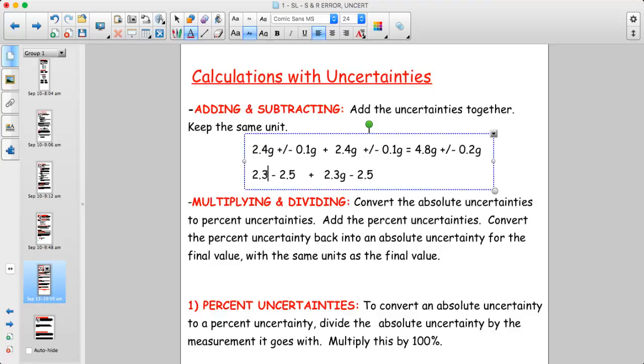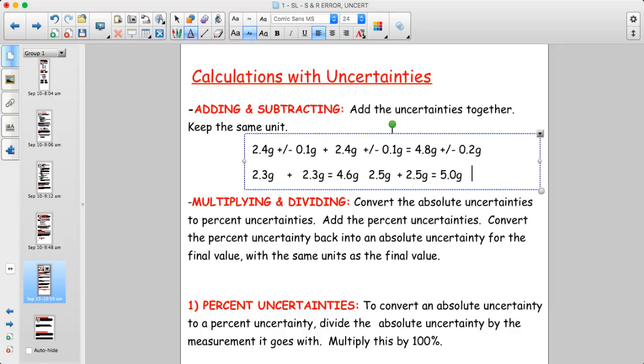So if I think about the extremes that are possible when I add these things together, the lowest end would be 4.6 grams if it was 2.3 and 2.3. They could be 2.3, I'm uncertain about it. So 2.3 plus 2.3 would give me 4.6. If it was actually the highest values, then I'd end up with 5.0. Okay?